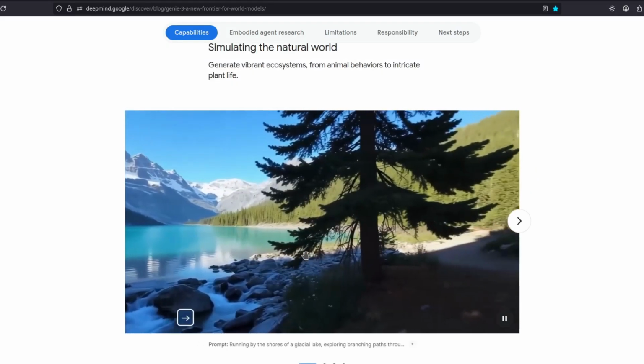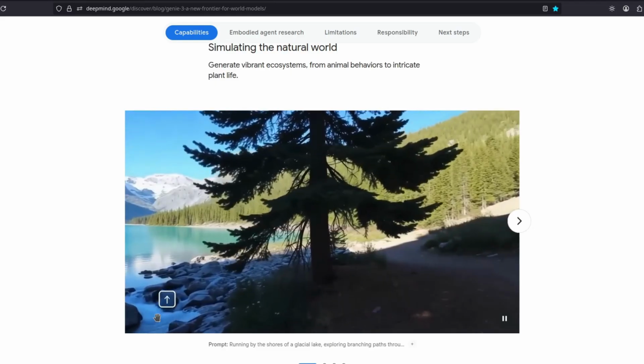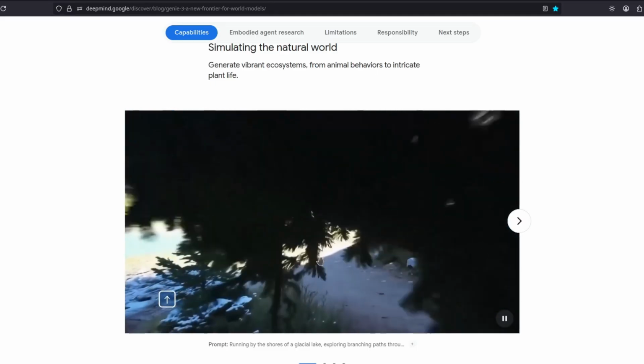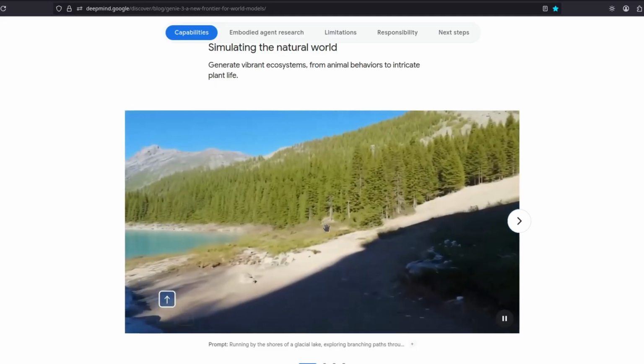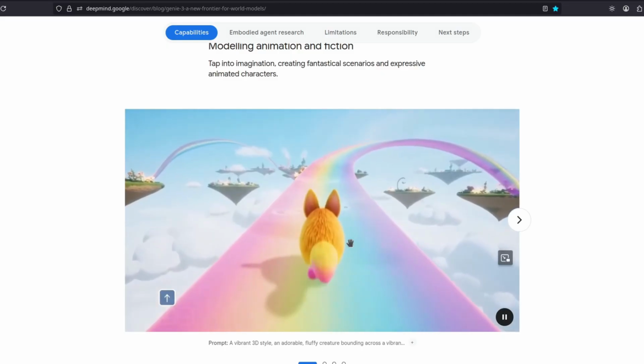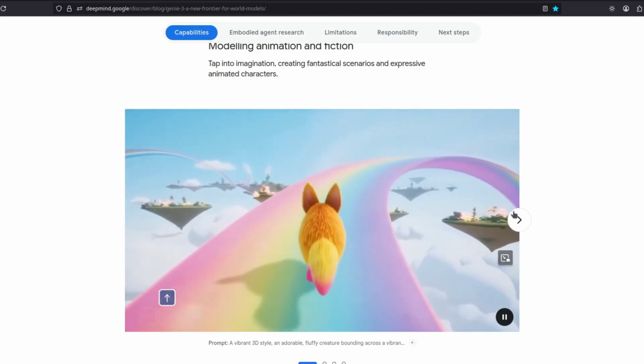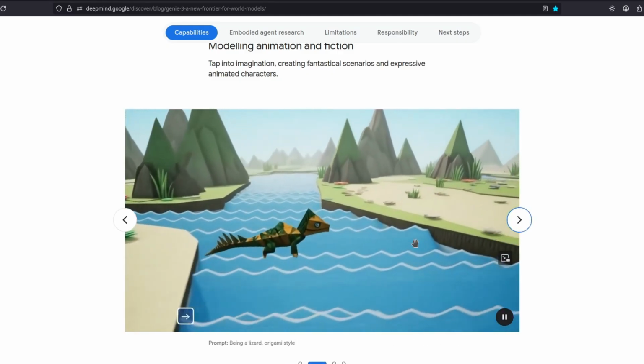So it's pretty good at simulating the natural world. You can see the water flowing here. The tree is very realistic. You can see the individual leaves. Pretty good. You can also do non-realistic stuff like animation and characters. Look at this. Oh, it's swimming.